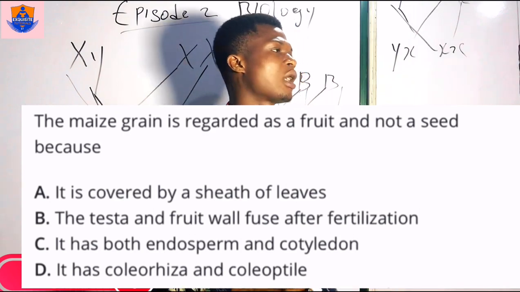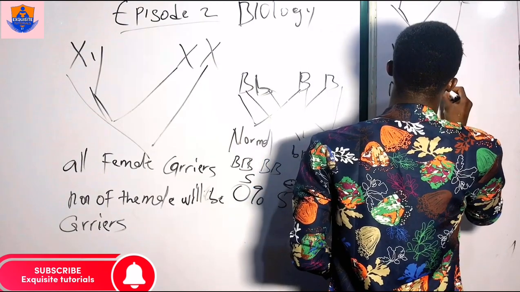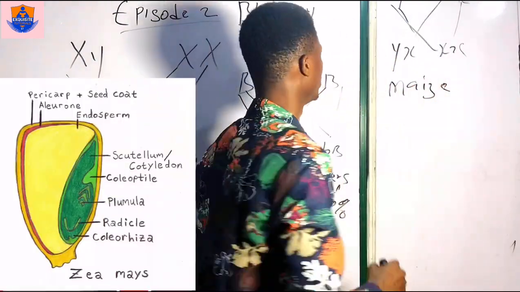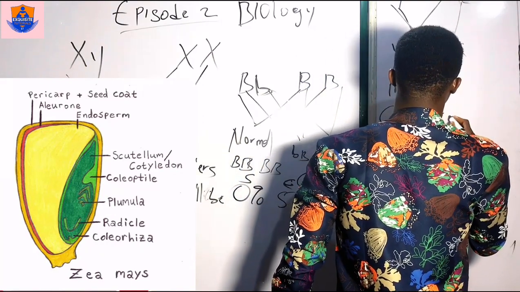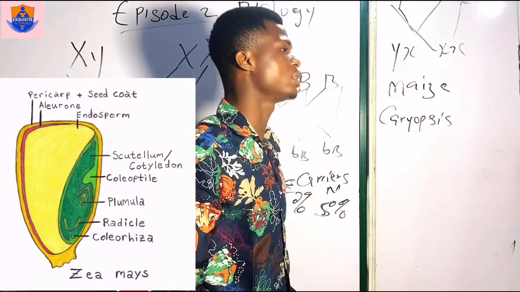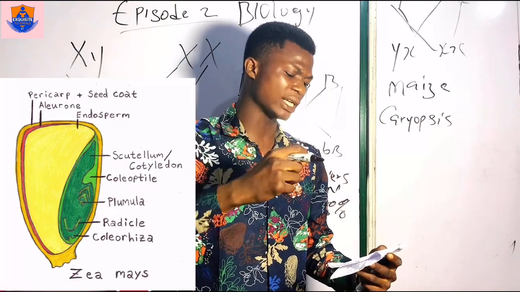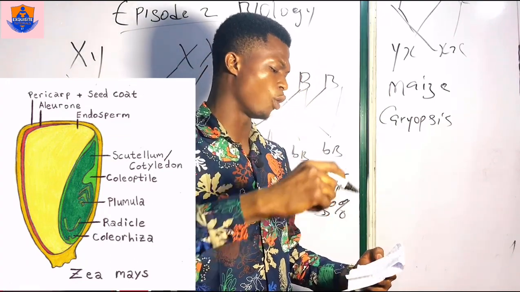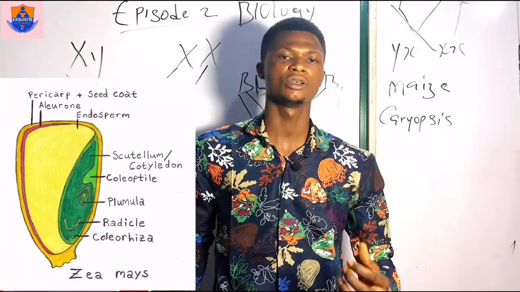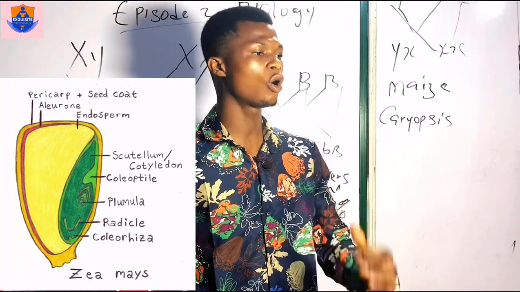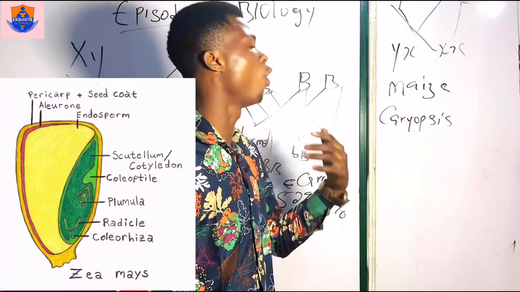Now, when we talk about maize, it is a special fruit known as a caryopsis, if I'm correct with the spelling. Now, what are caryopsis? Caryopsis are special fruits in which the testa and the pericarp are fused together. Now, what is a testa? The testa is the wall of the seed, while the pericarp is the wall of the fruit.